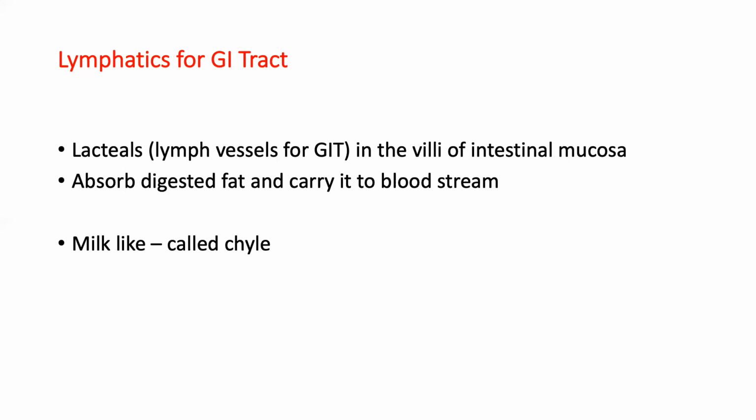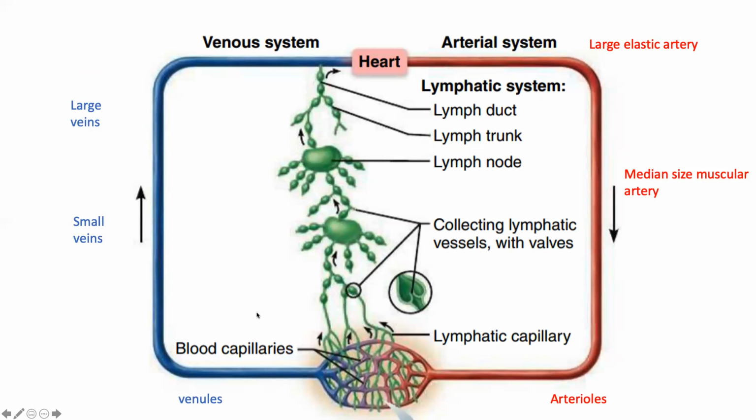Because triglycerides, fatty acids, look like milk, and in Greek, milk is called chyle, the lymph from the gastrointestinal tract is called chyle. So this is the diagram we have seen. We start with the gastrointestinal mucosa carrying chyle, and that will be taken up by the lymphatic capillaries, and finally we march together to form lymphatic vessels, and these lymphatic vessels will finally go into the lymph node.